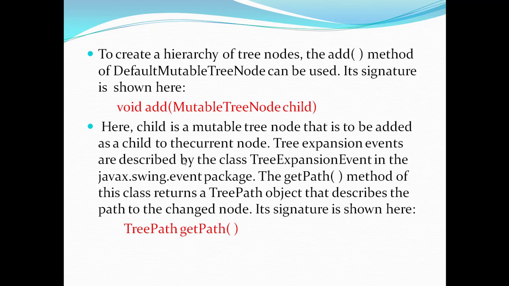Tree expansion events are described by the TreeExpansionEvent class in the javax.swing.event package. The getPath method of this class returns the TreePath object that describes the path to the changed node, and its signature is TreePath getPath().